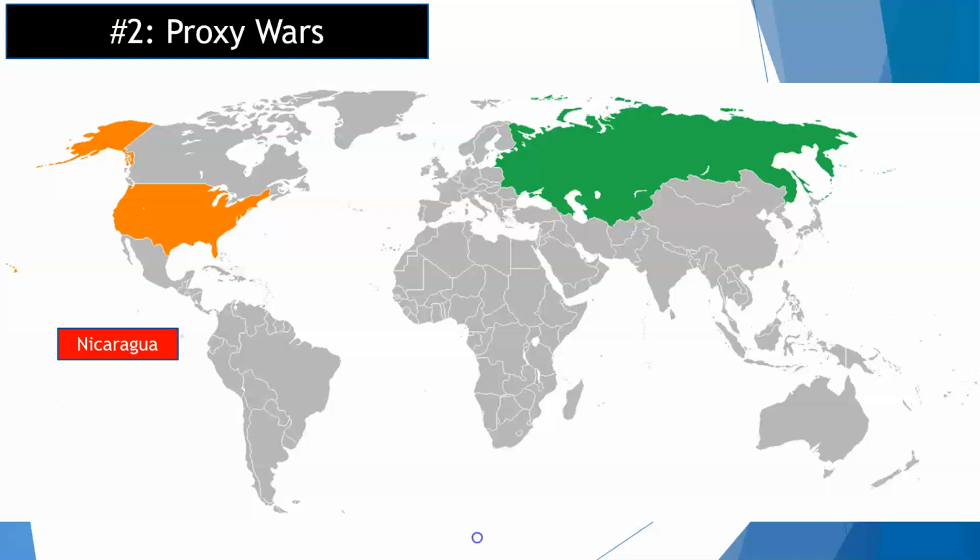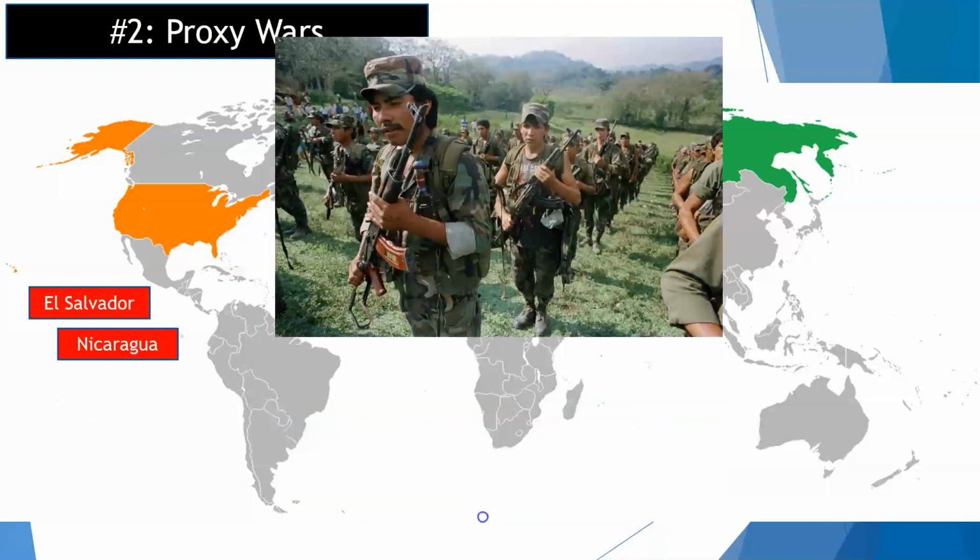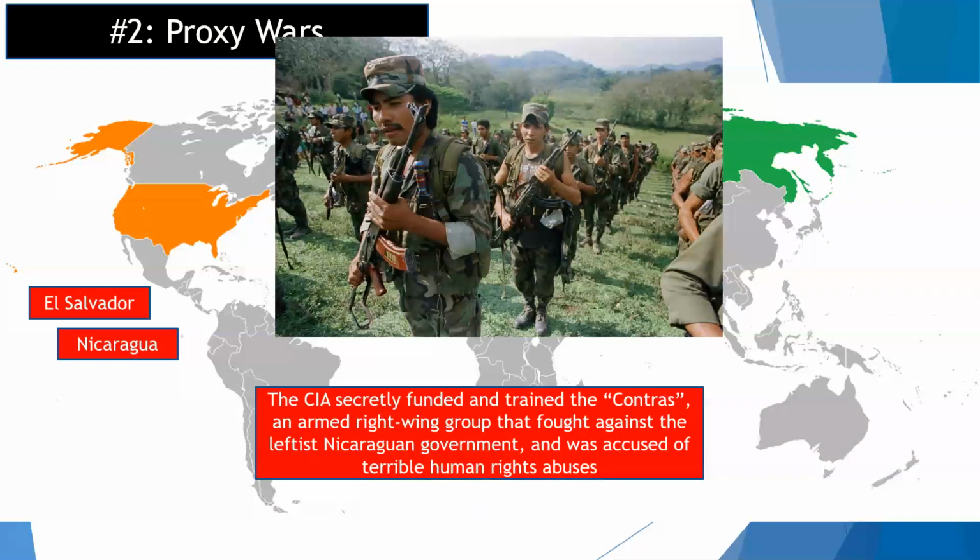In the Central American countries of Nicaragua and El Salvador, the United States opposed left-wing governments and movements. For instance, in Nicaragua, the CIA secretly funded and trained the Contras, an armed right-wing group that fought against the leftist Nicaraguan government and was accused of terrible human rights abuses. Basically, the U.S. stepped into these people's civil war. And this wasn't the only time.